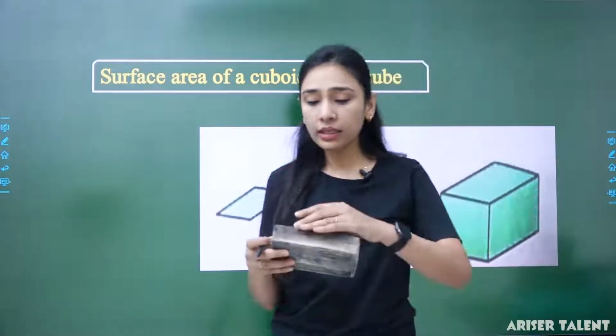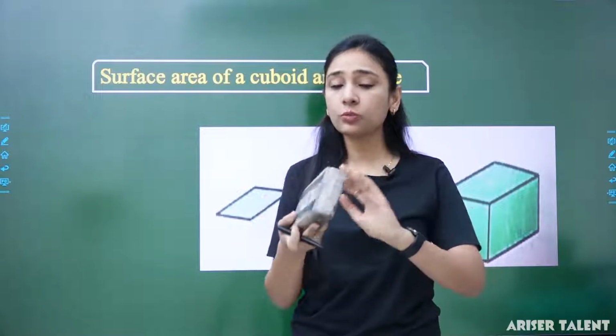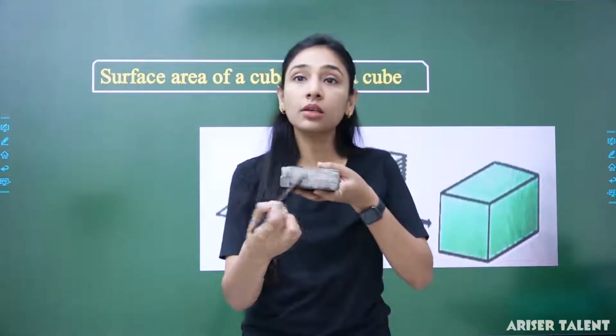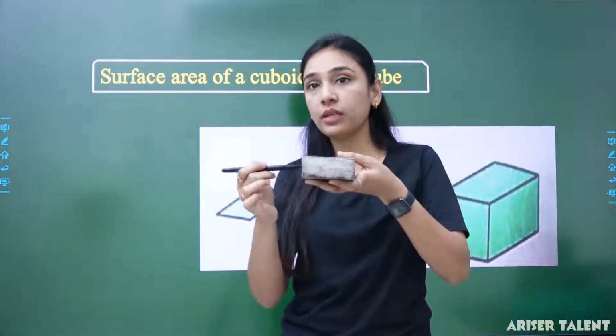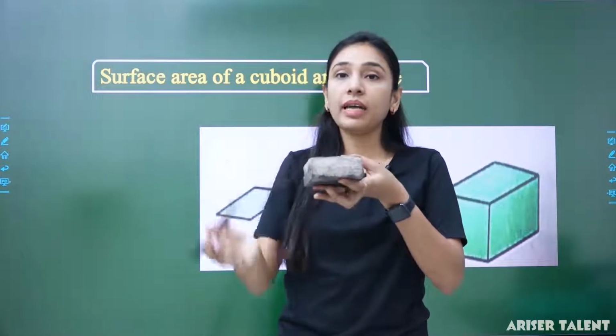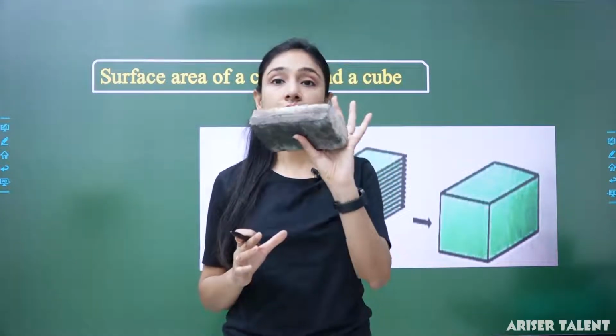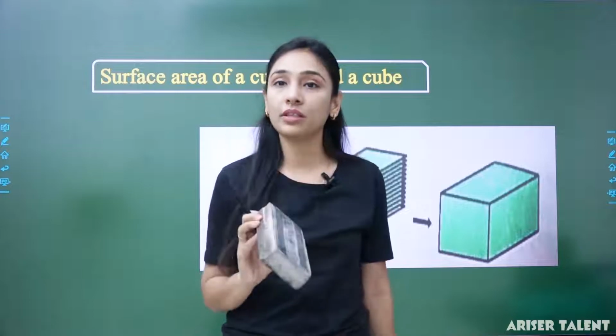Surface area is the area of all the exposed surfaces. And what are the exposed surfaces? Let us count: front 1, back 2, here 3, 4, up 5 and down 6. So we have six surfaces of this cuboid, right?